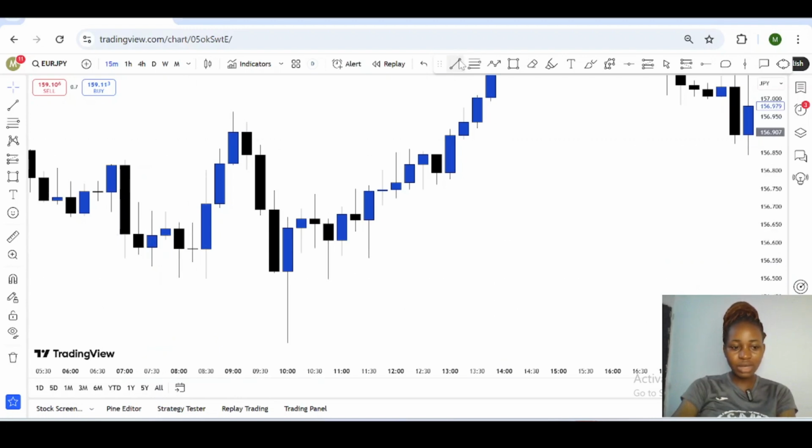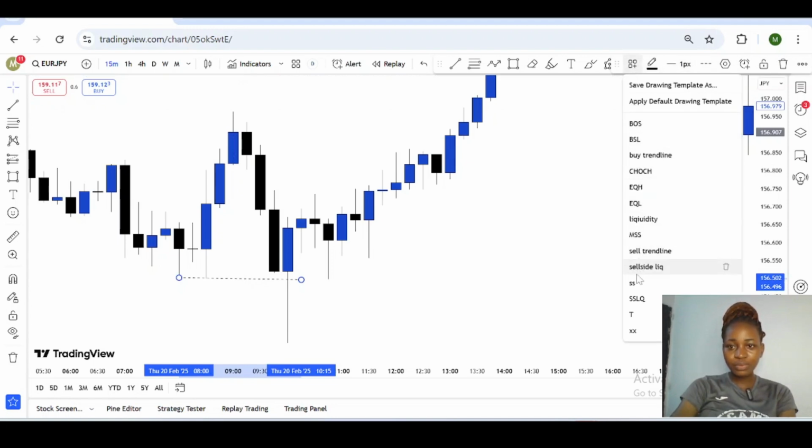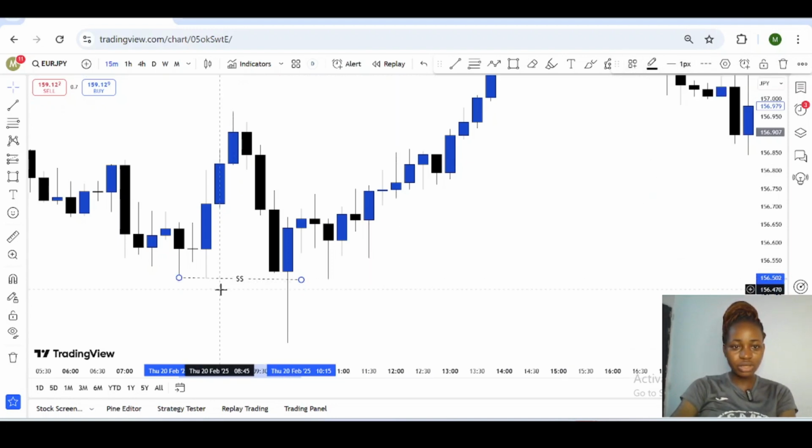Now let's map this out. Let's see what we have here. Here we have a sweep of liquidity because it did not close with a body of a candle, right? It just came down and closed with a wick. This is a liquidity sweep, so we are going to map this out as a liquidity sweep here.